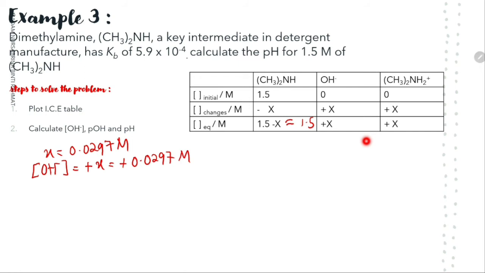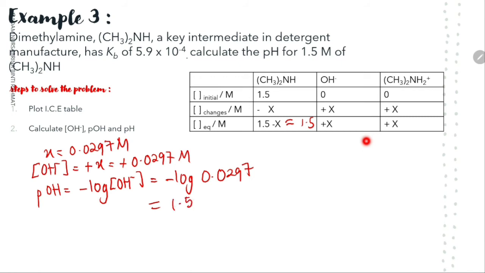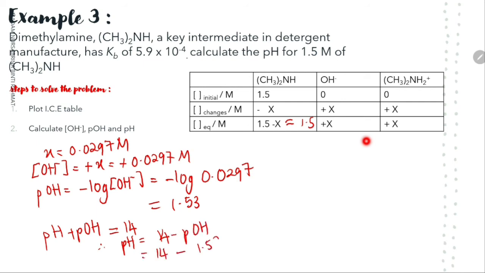Then it asks you to calculate pOH. pOH is negative log of the OH minus concentration, which is negative log 0.0297. If you press your calculator, the pOH that you obtain is 1.53. So how do we calculate pH from here? The relationship between pH and pOH is pH plus pOH equals 14. Therefore, pH is simply 14 minus pOH. So 14 minus 1.53, and I will get my pH to be 12.47.